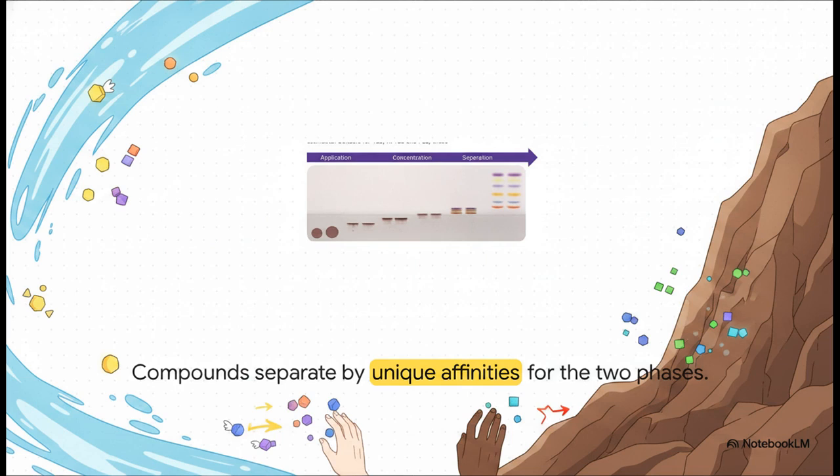And because of that tug-of-war, compounds separate based on their own unique affinities. If a particular molecule has a really strong attraction or affinity to the stationary terrain, it's going to move very slowly. But if it favors that mobile wind, it travels much further up the plate. Since every single unique chemical component interacts differently with these two phases, they travel at completely different rates. And that's how they neatly separate out into those distinct, colorful spots.